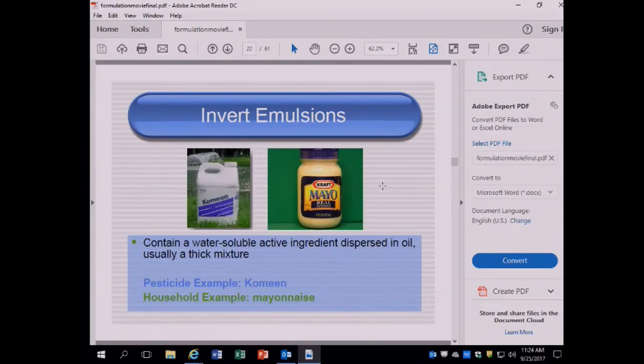Water. An invert emulsion. Some people don't like it, but I would bet that most of you consumed this one way or another this weekend. Rachel, what do you think I'm talking about?